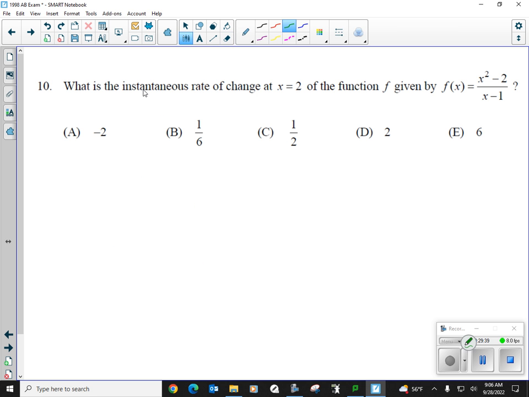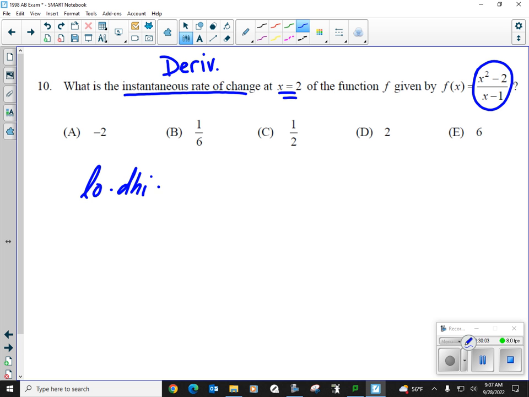It says instantaneous. But because we know our rules for derivatives, I'm just going to take the derivative of my function at x equals 2. I'm going to take the derivative of this and plug a 2 in for x. Just a good old-fashioned take-the-derivative question. Okay, low d high minus high d low, I draw a line and I square below.